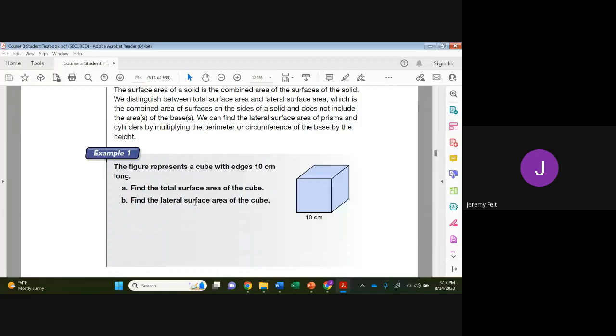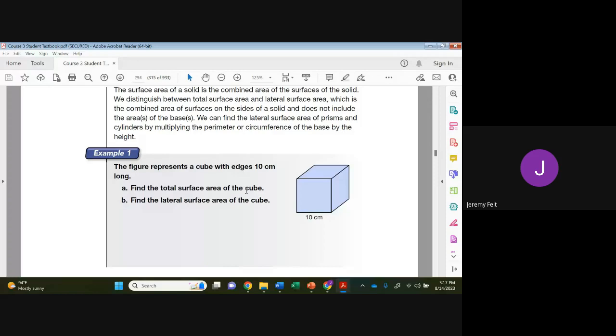So in this one, the figure represents a cube with 10 centimeter edges. Find the total surface area of the cube. This is where I think we watched a video, or we will, about nets. We talked about them last year. If you guys are good at drawing those and laying them out, imagine this is a box and you cut it up and laid it out 2-dimensionally, what it would look like. And then you could find the area of all 6 shapes and then add them together.